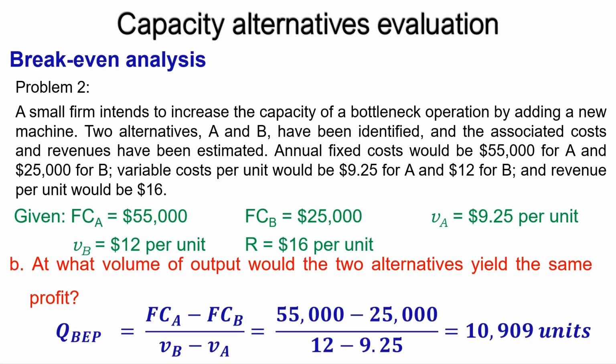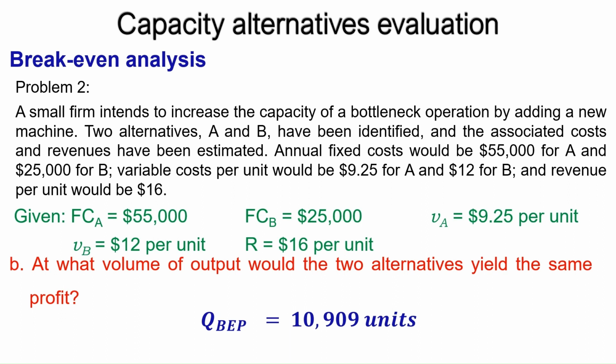Substitute the given values. Q_BEP equals 55,000 minus 25,000 divided by 12 minus 9.25, equals 10,909 units. So, the volume of output at which the two alternatives yield the same profit is 10,909.